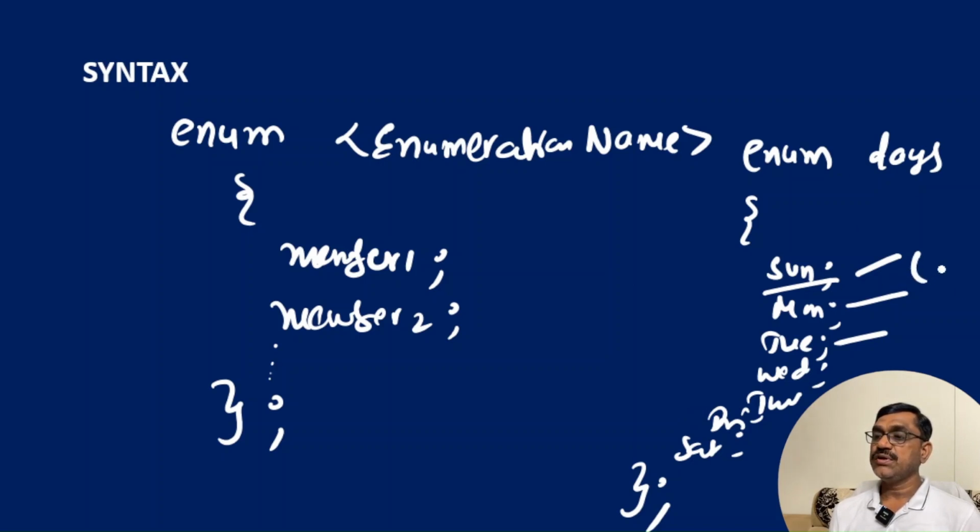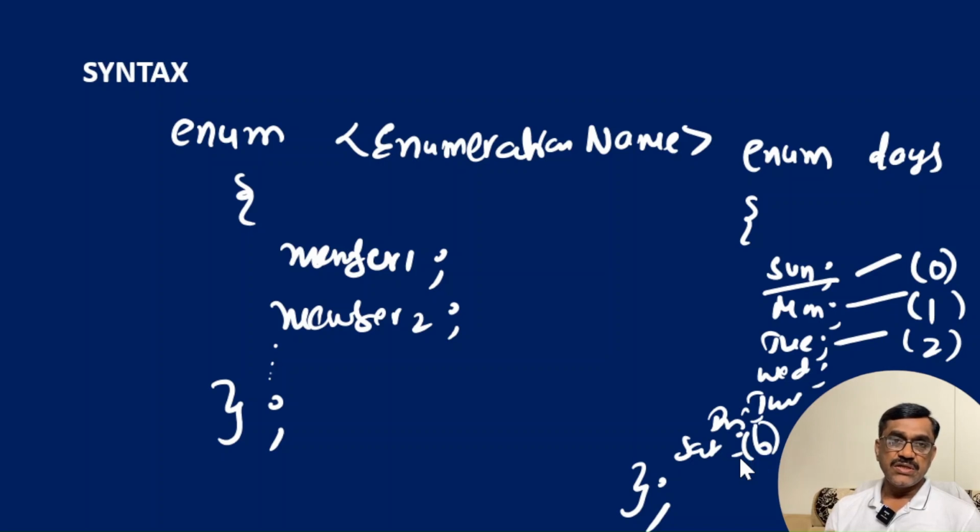Sunday is going to take its own integer value 0. Automatically, these are initialized by the enum data type. Sunday is initialized to 0, Monday is 1, 2, and finally Saturday is initialized with 6. This is how internally the values are automatically initialized in enum data type.